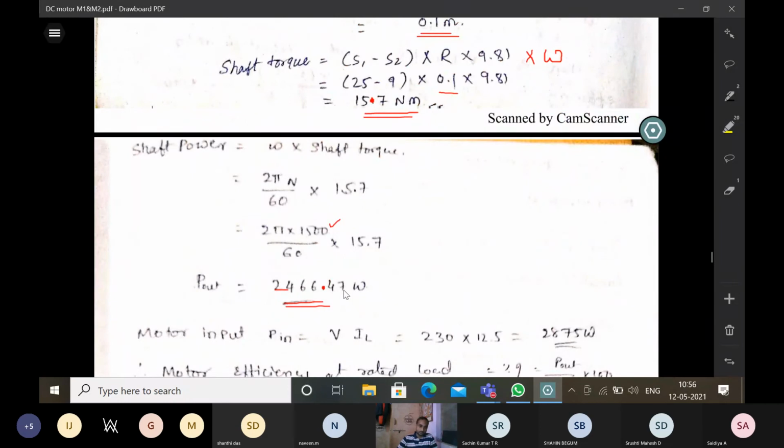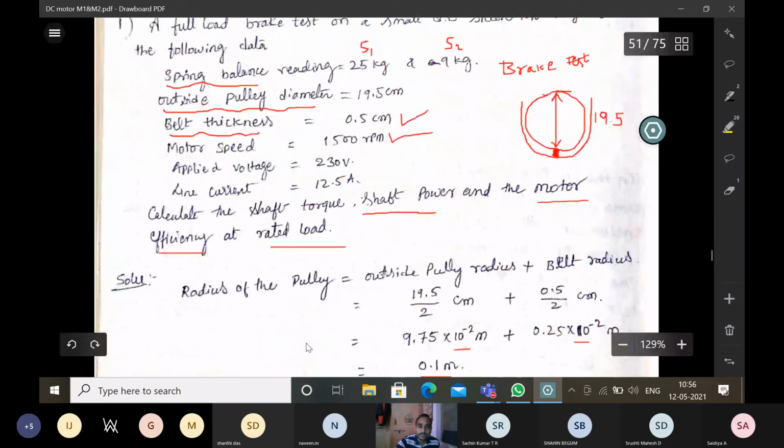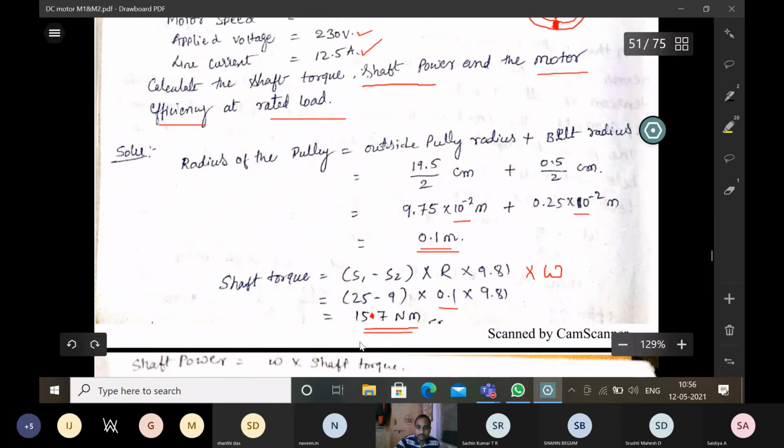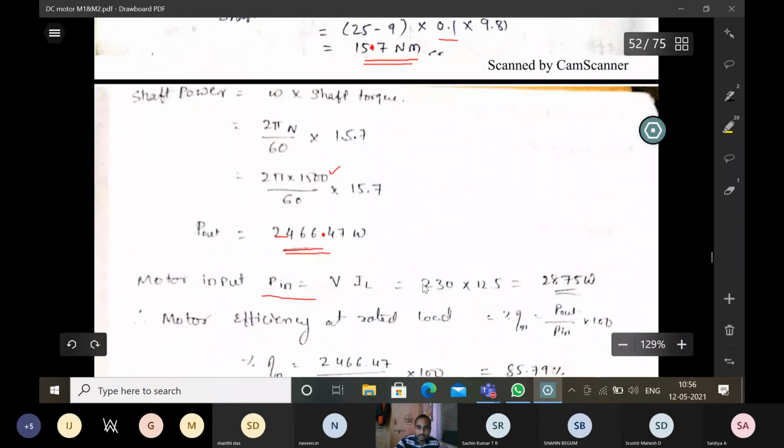Yes, sir. So calculate motor input. What is motor input? V into I, which is also given. Applied voltage is 230, total line current is 12.5. 230 into 12.5. Do it. How much? 2875 watts, right?